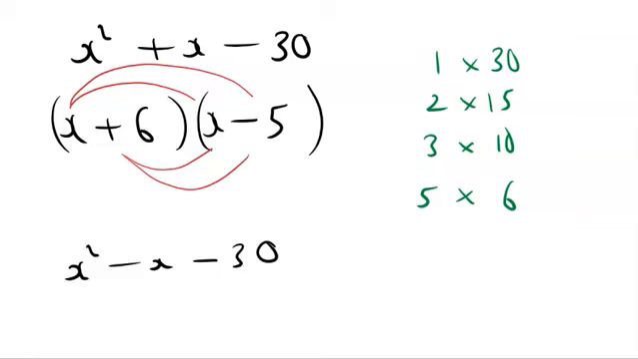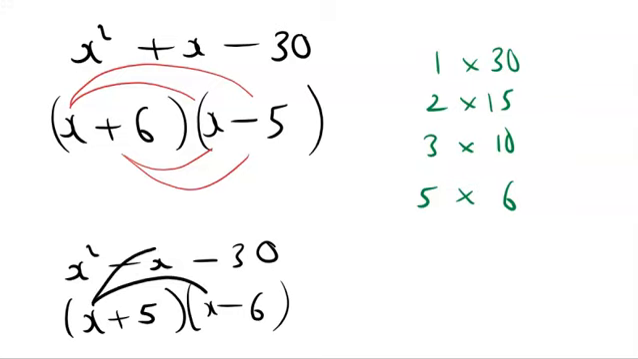Now, had it been a minus sign here, then all you do is change numbers around. So you're going to have, like before, x and x plus and minus, but this time 6 goes here and 5 goes here. And again, you will see if you expand out, x times x is x squared, here is minus 6x, here is plus 5x, overall negative x, and again minus 30 at the end.